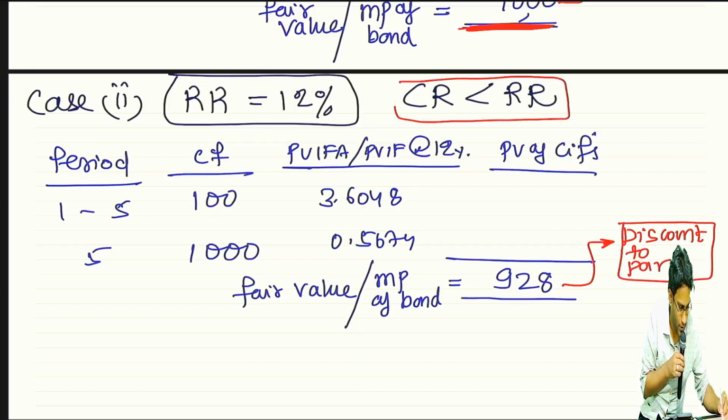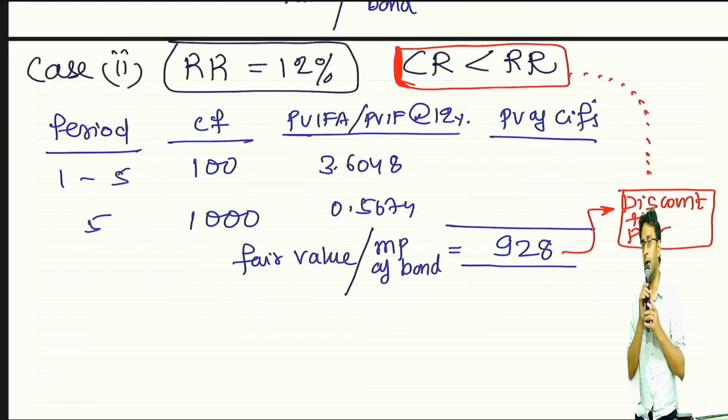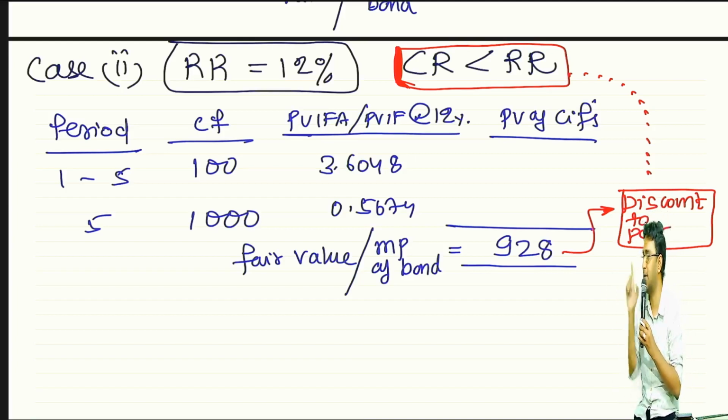So what you have to observe is, whenever coupon rate is less than required return, the bond will be trading at discount. Discount means cheap. That's what you have to catch. Cheap is when the market price of the bond is less than the fair value.